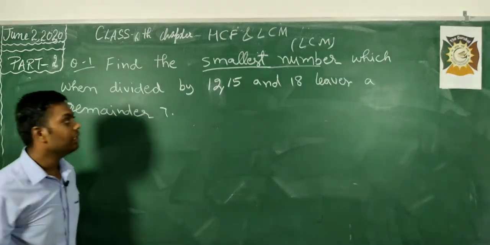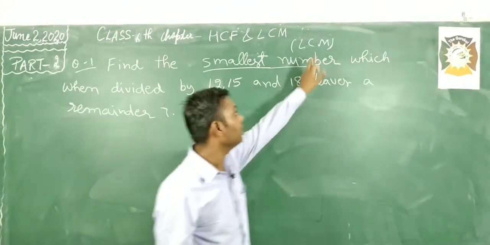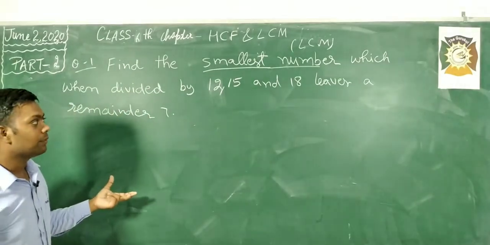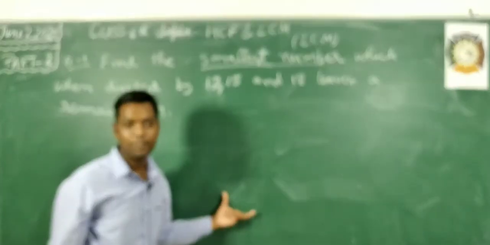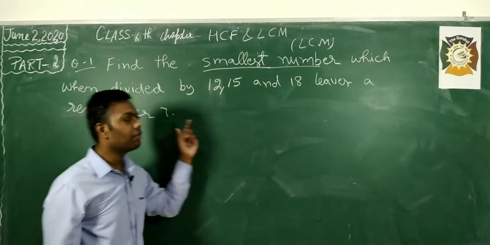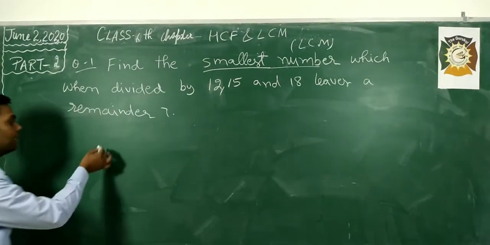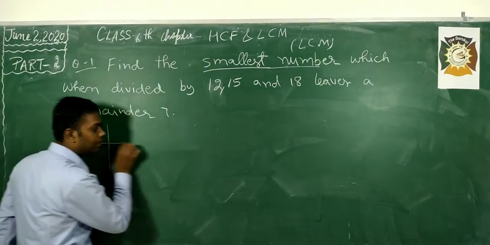then we have to find the LCM of these numbers. Directly we have to find the LCM of these numbers. After we find the LCM, to get a remainder of 7 we add 7 to their LCM. So first we find the LCM of these three numbers.